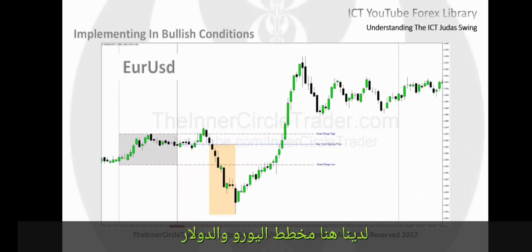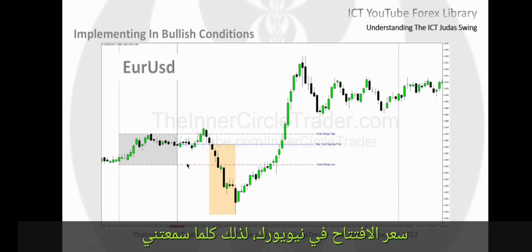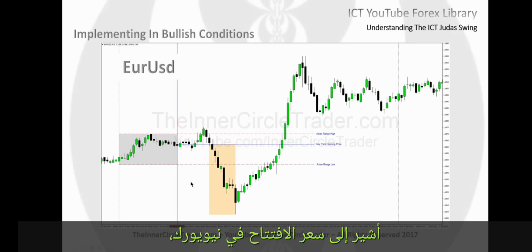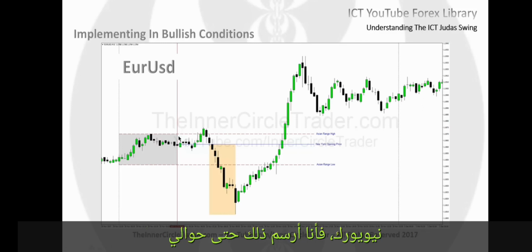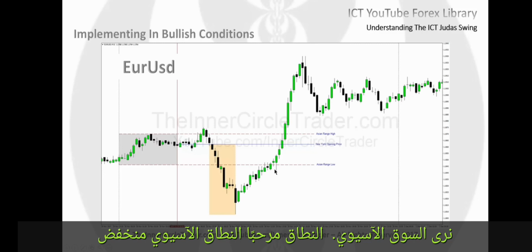Okay, so here we have the euro dollar chart, and I want you to take notice that we have the Asian range applied. We also have the midnight delineation in New York. I've also highlighted the opening price at midnight. So this is the New York opening price. So whenever you hear me refer to New York open price, it's that price. Okay, whatever the opening price is, exactly at midnight New York time. I draw that out to around 11 o'clock in the morning. And obviously we see the Asian range high, Asian range low.